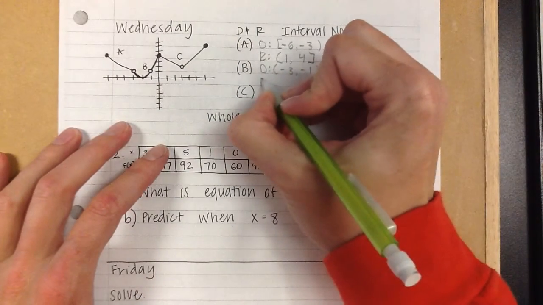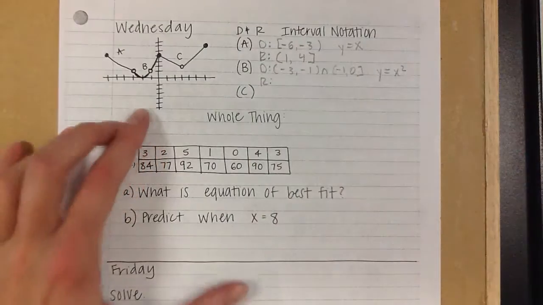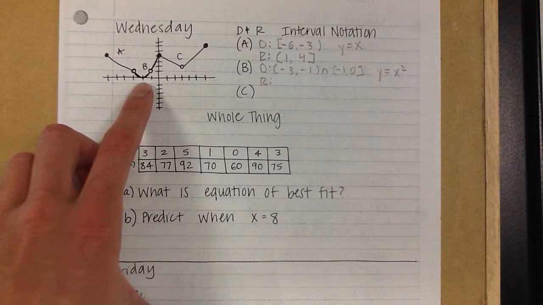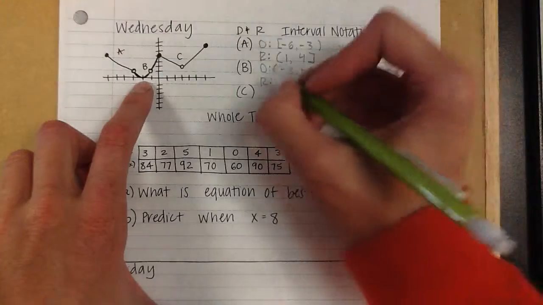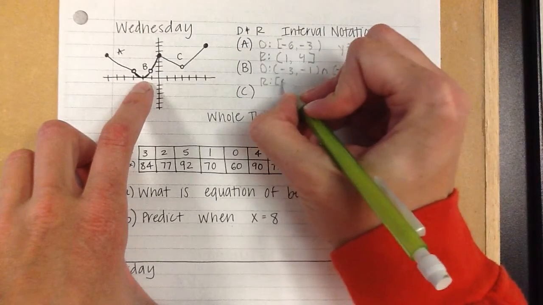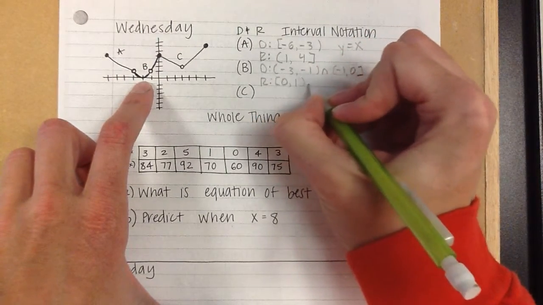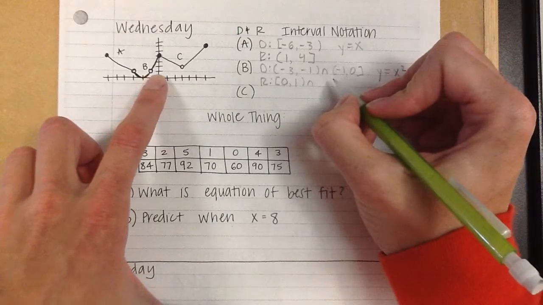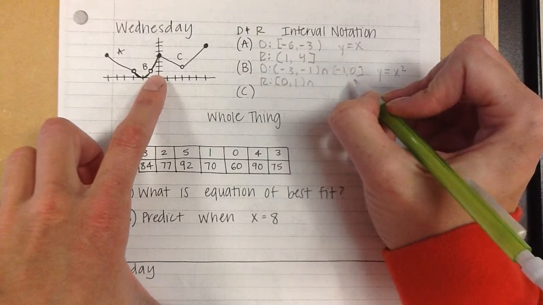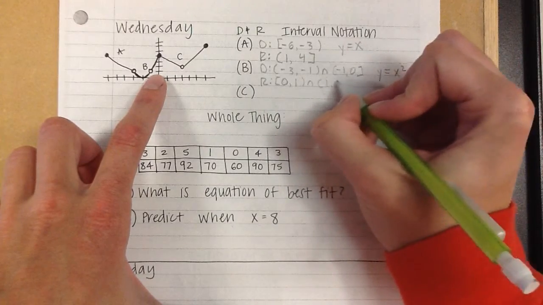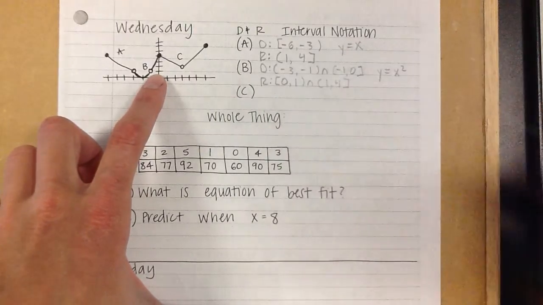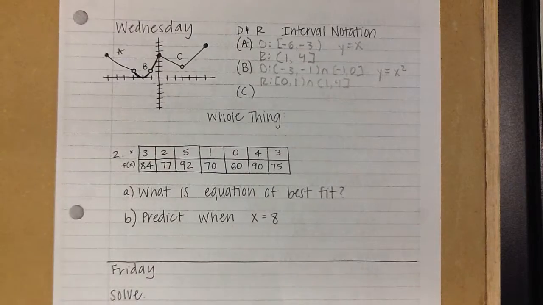What's your range? Range is your y's. What to what? 0 to 1. And then what? 1 to 4. Hopefully you'll learn more about this tomorrow. Okay, then we got part C.